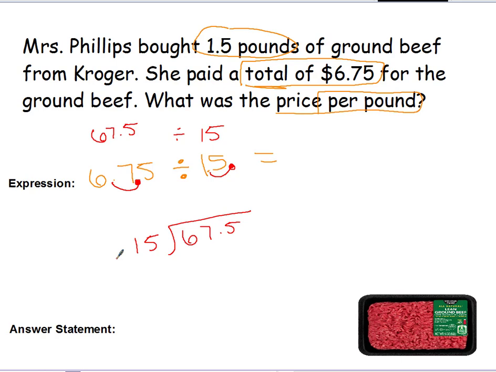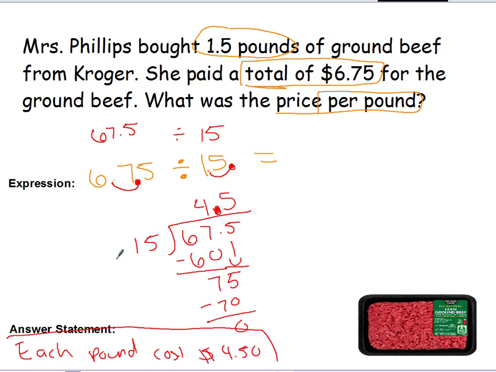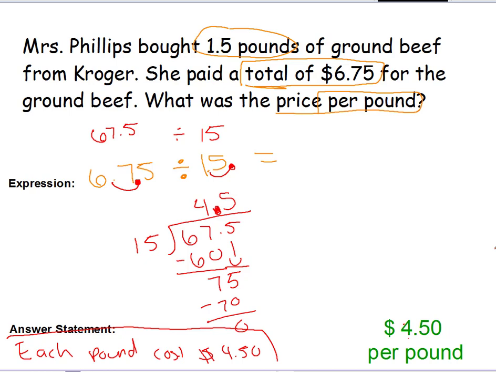Again, go ahead and pause the video and click play once you are ready. Okay, you should have 4.5. So that means that each pound cost Mrs. Phillips $4.50. Again, if you got this problem right, then go ahead and move on. If you got it wrong, look at my math and see where the mistake was.